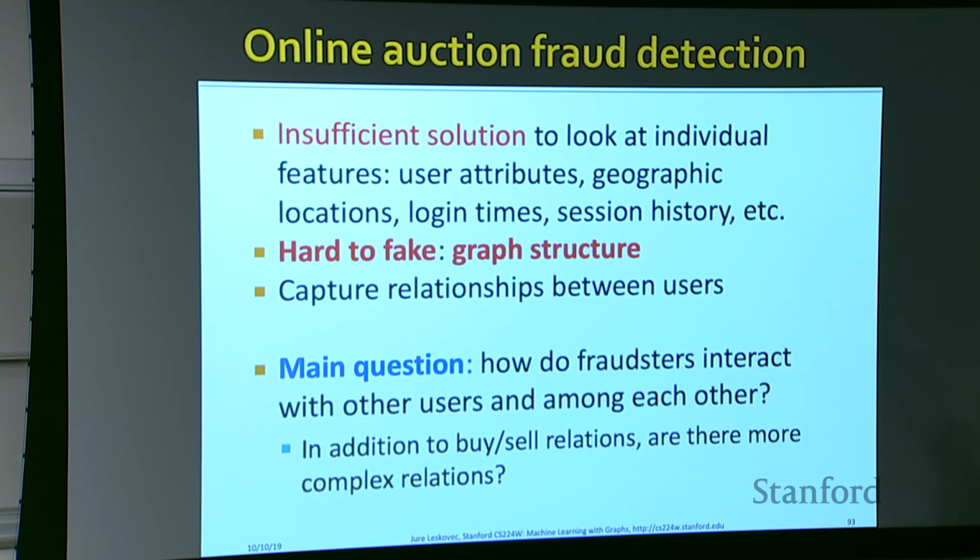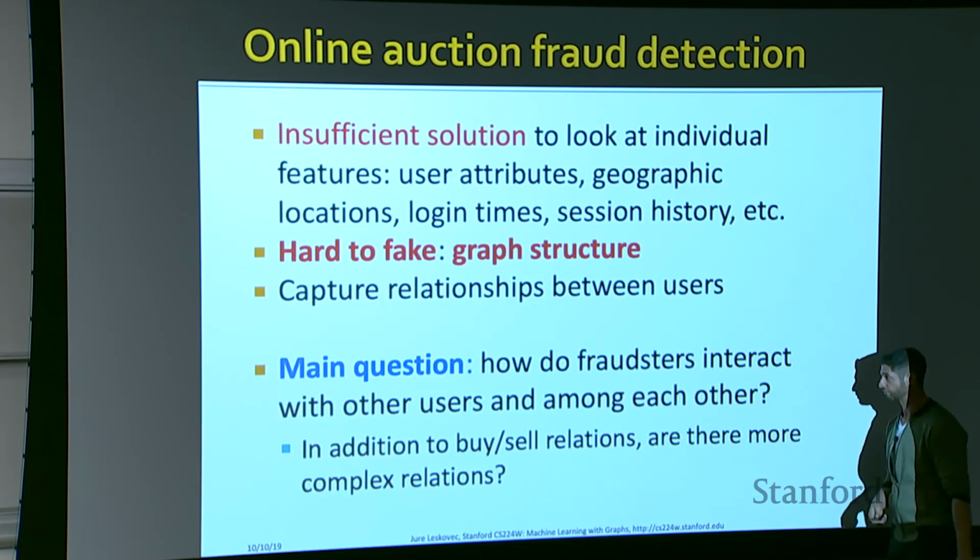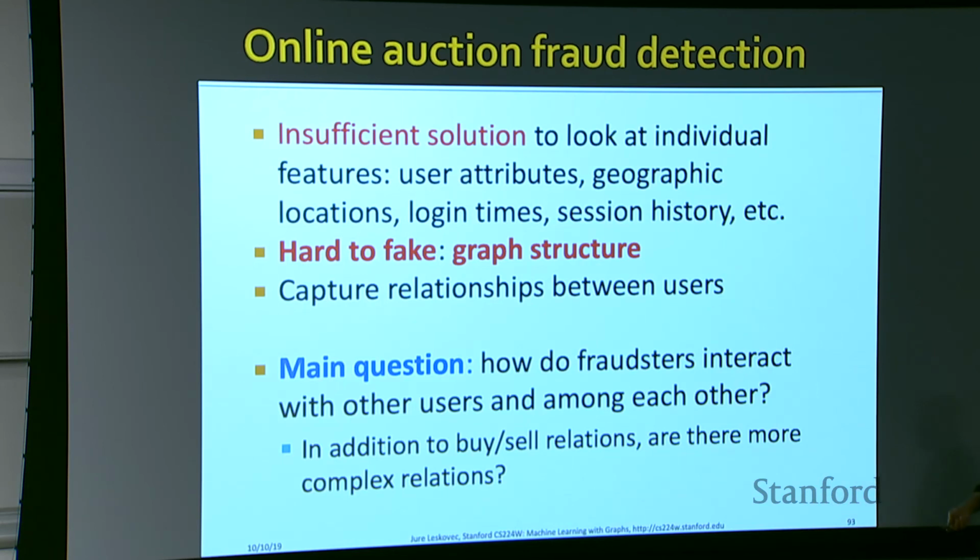So as we said before, looking just at the individual features is often insufficient, so using just the user attributes or the login times and session history is often not enough. What is harder instead to fake is the graph structure, okay? So basically we want to see if we can capture relationships between users and if these relationships can help us to identify who the fraudsters are, okay? So our main question is, how do they interact with other users and among each other? We want to do a user behavior analysis of the fraudsters.